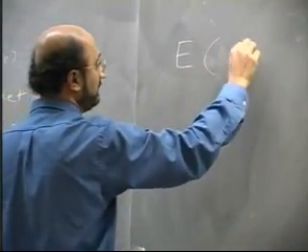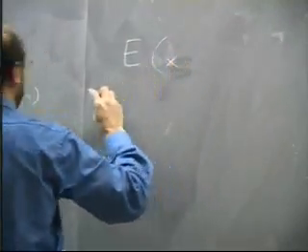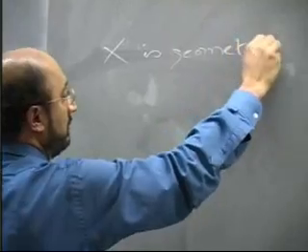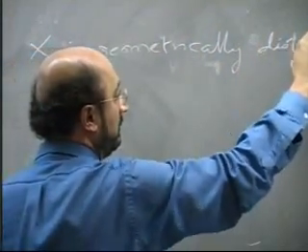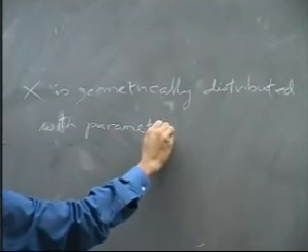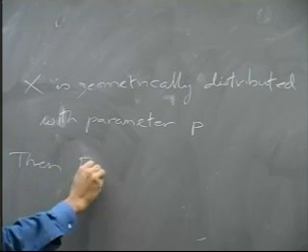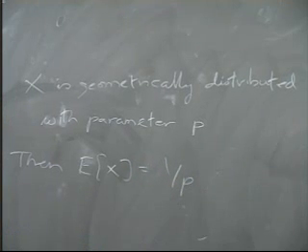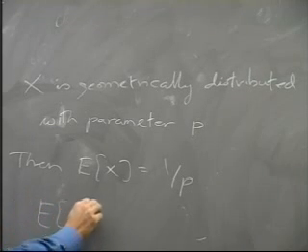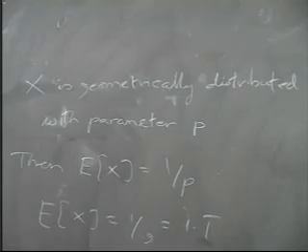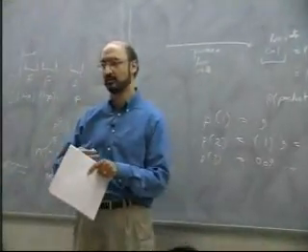So the expected value of the geometric distribution with parameter P: let me just be careful here. Let's say X is geometrically distributed with parameter P. Then the expected value of X is 1 over P. So in our case, P is 0.9. So the expected value of X in this case equals 1 over 0.9, which is 1.1 repeating. So basically, we expect to send it roughly 1.1 times on average. So a little bit more than once.